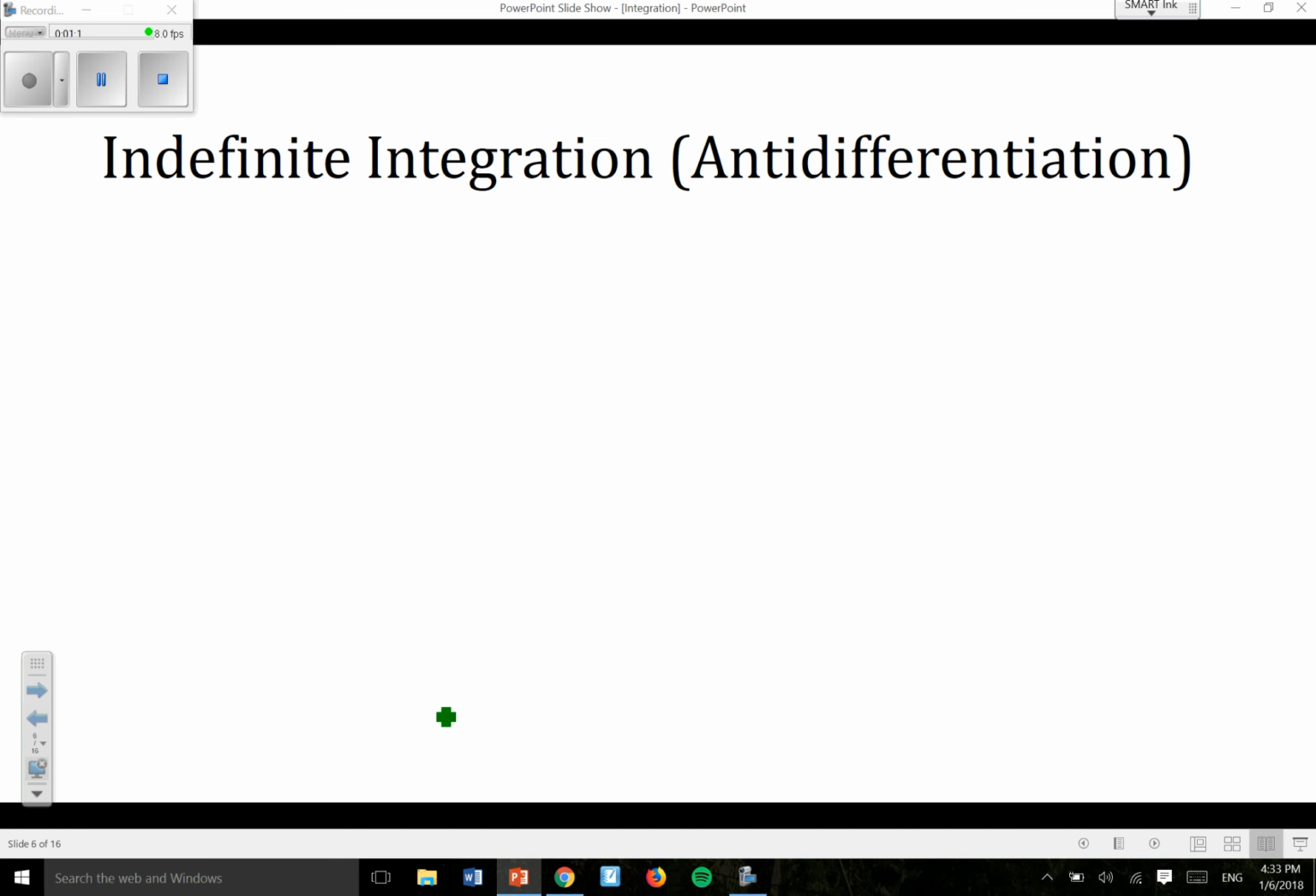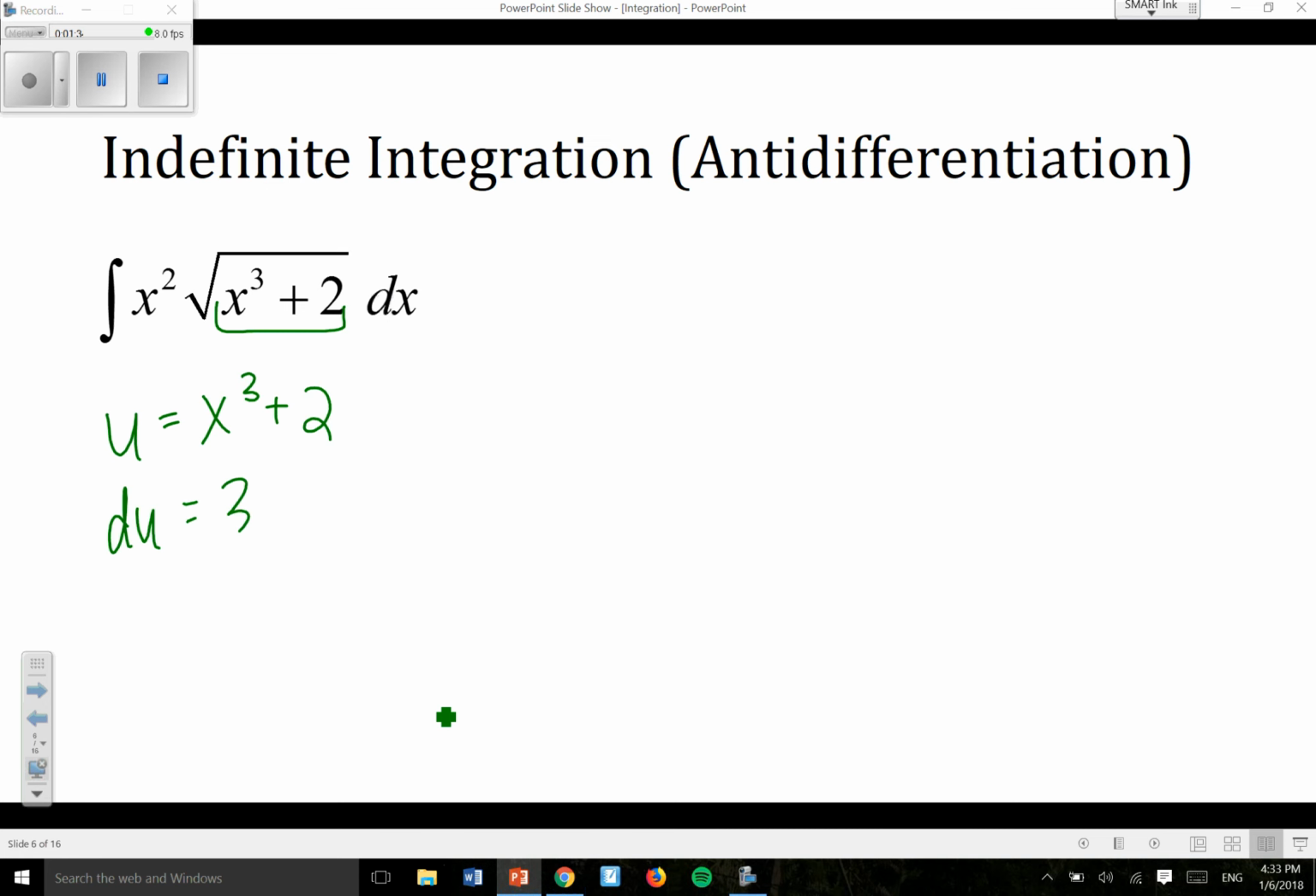Our favorite type of anti-differentiation, u sub, where I would recommend you use and write out your work for u sub on this one. Our idea for u sub is that we're trying to pick an inner function whose derivative is also part of the integrand. So picking x cubed plus 2 as our inner function, we see that its derivative, 3x squared, is also part of the function. All we have to do is multiply by 1/3.